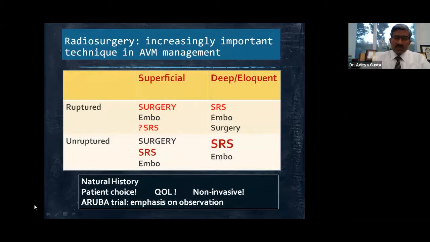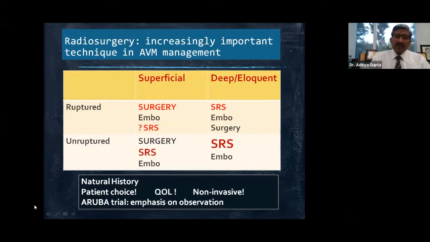Now, radiosurgery is something which is best used for deep unruptured and even superficial unruptured AVMs. And this used to be the scenario because for deep unruptured AVMs, there was really no good solution available. But these days, patients want less invasive options of treatment. And therefore, radiosurgery has a role to play even in superficial unruptured AVMs, for which actually I would like to offer surgery myself.